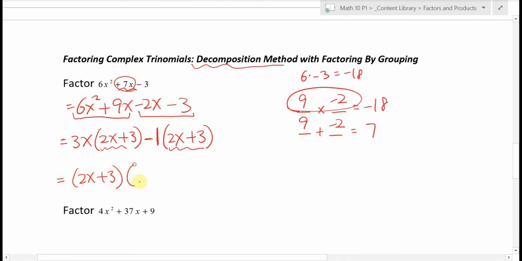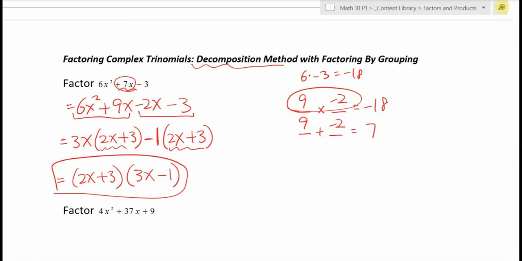Now we can simply go 3x times 2x plus 3 minus 1 times 2x plus 3, divided by 2x plus 3. If you factor that out, you end up with 3x minus 1 times 2x plus 3, divided by 2x plus 3, that leaves us with just the 3x minus 1. And that is the answer. Because this is the first time we're doing the decomposition method, I am going to check. So recall how to check.